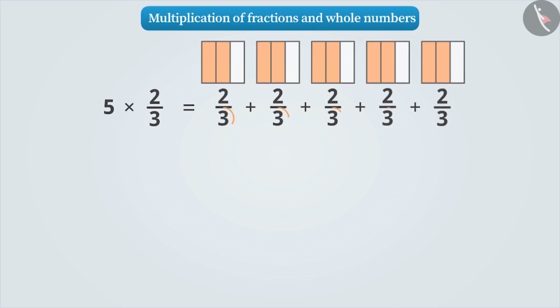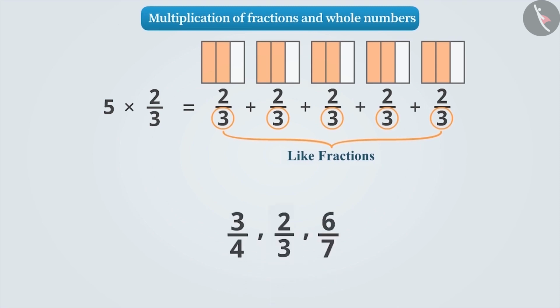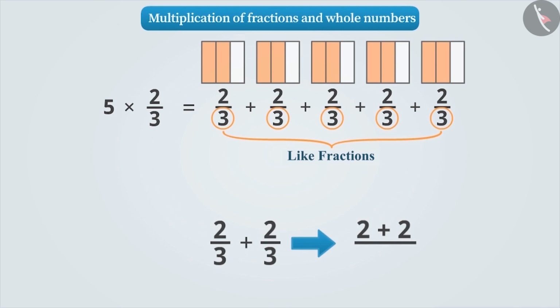Now what do we observe here? The denominator of all the fractions are equal. Fractions that have the same denominator are called like fractions. What do you call fractions that do not have the same denominator, such as 3/4, 2/3, 6/7, etc.? You're right. Such fractions are called unlike fractions. Here, we are adding like fractions. To add like fractions, we add the numerators and keep the denominator the same.